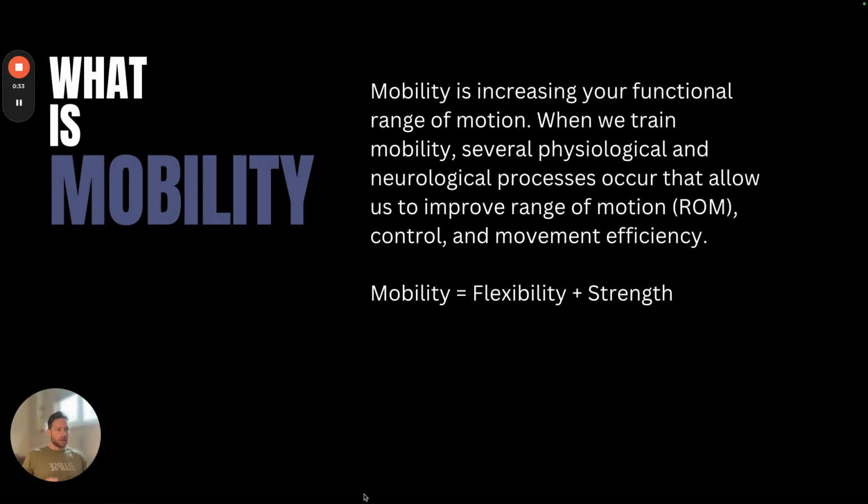The easiest way to think about it is mobility equals flexibility plus strength. So mobility is increasing your functional range of motion. When we train mobility, several physiological and neurological processes occur that allow us to improve range of motion, control, and movement efficiency. The movement efficiency is very, very important to this.